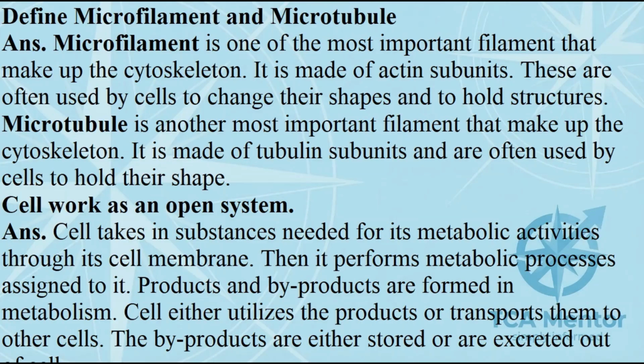Cell works as an open system. Answer: The cell takes in substances needed for its metabolic activities through its cell membrane. Then it performs metabolic processes assigned to it. Products and byproducts are formed in metabolism. The cell either utilizes the products or transports them to other cells. The byproducts are either stored or are excreted out of the cell.